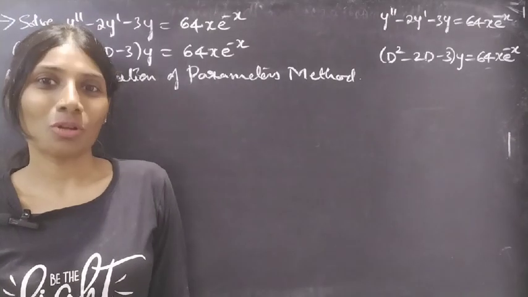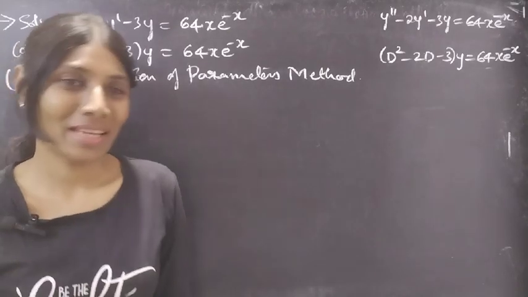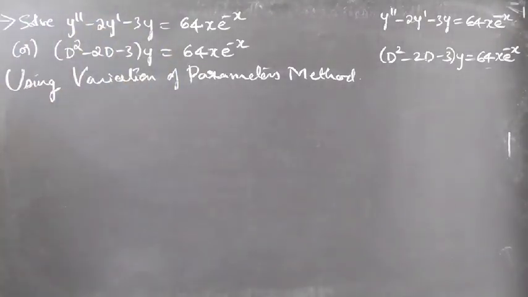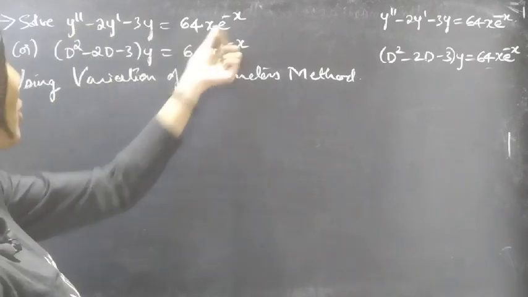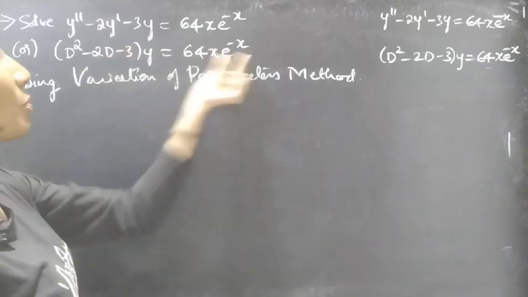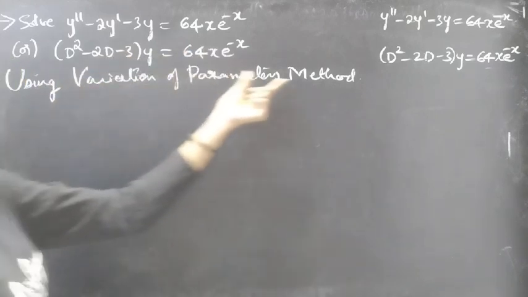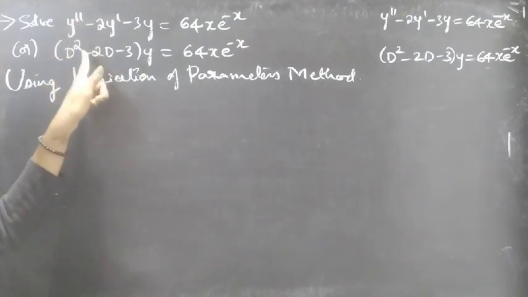In this video, we're going to solve a differential equation using variation of parameters method. So let's get going. Problem: Solve y double dash minus 2y dash minus 3y equal to 64x e power minus x, or (D square minus 2D minus 3) into y equal to 64x e power minus x, using variation of parameters method. So we are given a differential equation of order 2.